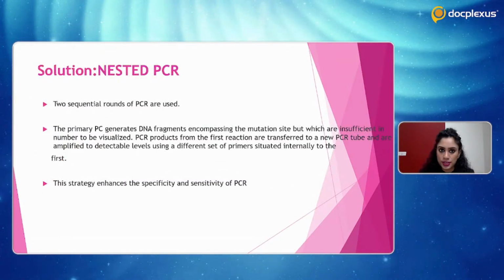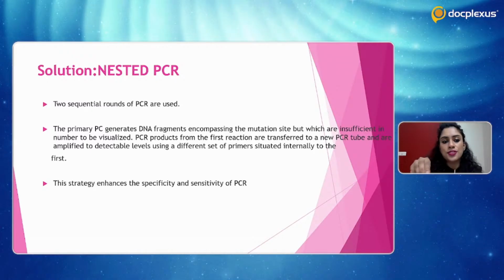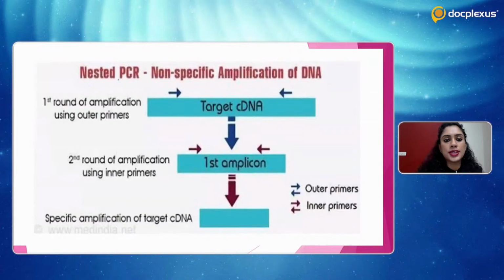So what is the solution for it? The solution is nested PCR. There are two sequential rounds of PCR. The primary round generates DNA fragments encompassing the mutation site, but they are insufficient in number to be visualized. The PCR products from the first reaction are transferred to a new PCR tube and amplified to detectable levels using a different set of primers situated internally to the first. This strategy enhances the specificity as well as the sensitivity of PCR. So you see in nested PCR, the non-specific amplification of DNA is there.